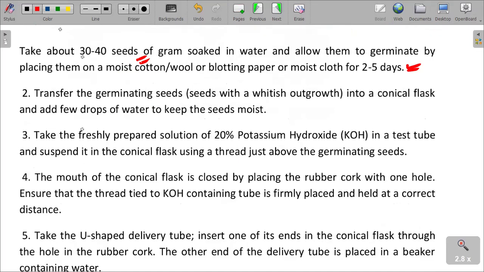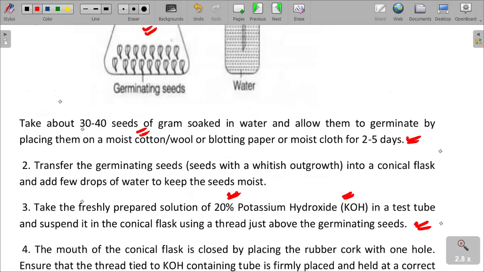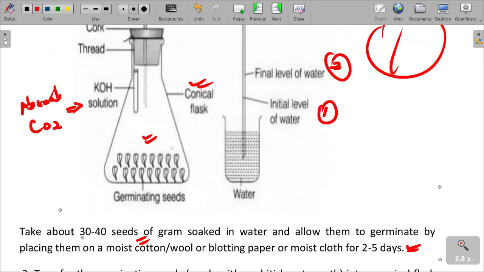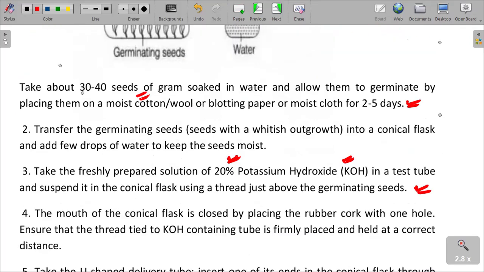Take a freshly prepared solution of 20% potassium hydroxide in a test tube and suspend it in the conical flask using a thread just above the germinating seeds. This is actually what we are seeing here. The potassium hydroxide is suspended above the germinating seeds with a thread. So that is what is happening with point number 3.